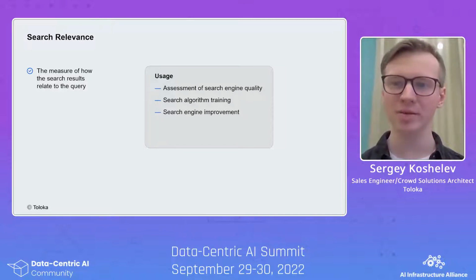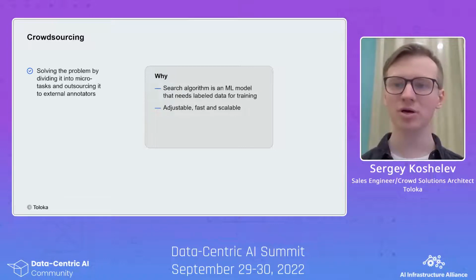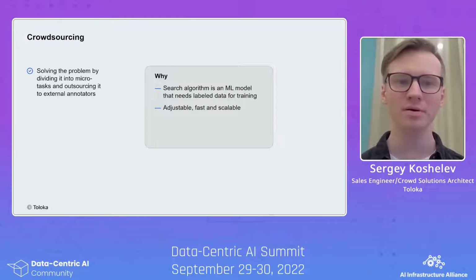Then when we get the labels for each query and result pair, we can use it to train our search algorithm and thus improve the search engine in general. And crowdsourcing is the approach we are going to use. It basically implies solving a large problem by dividing it into micro tasks and outsourcing it to external annotators.